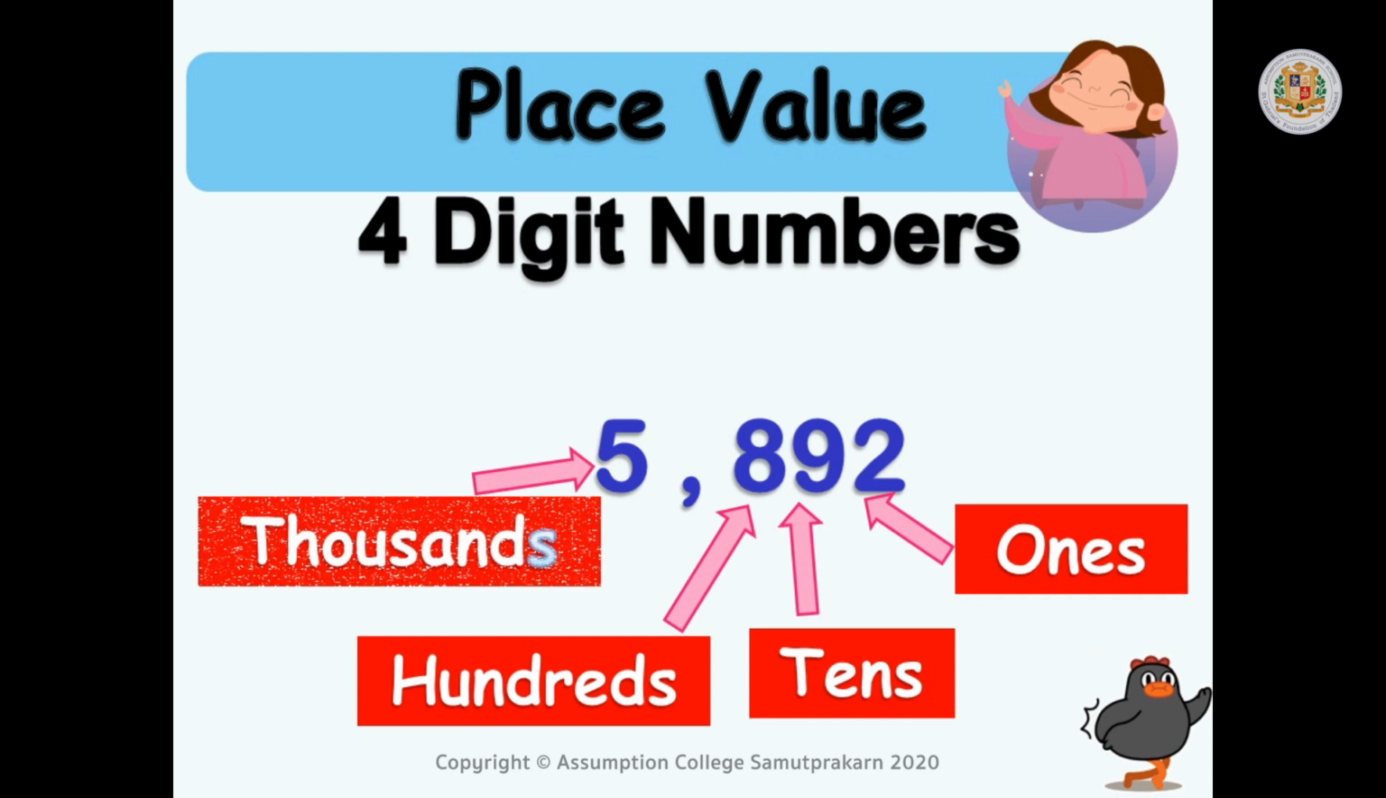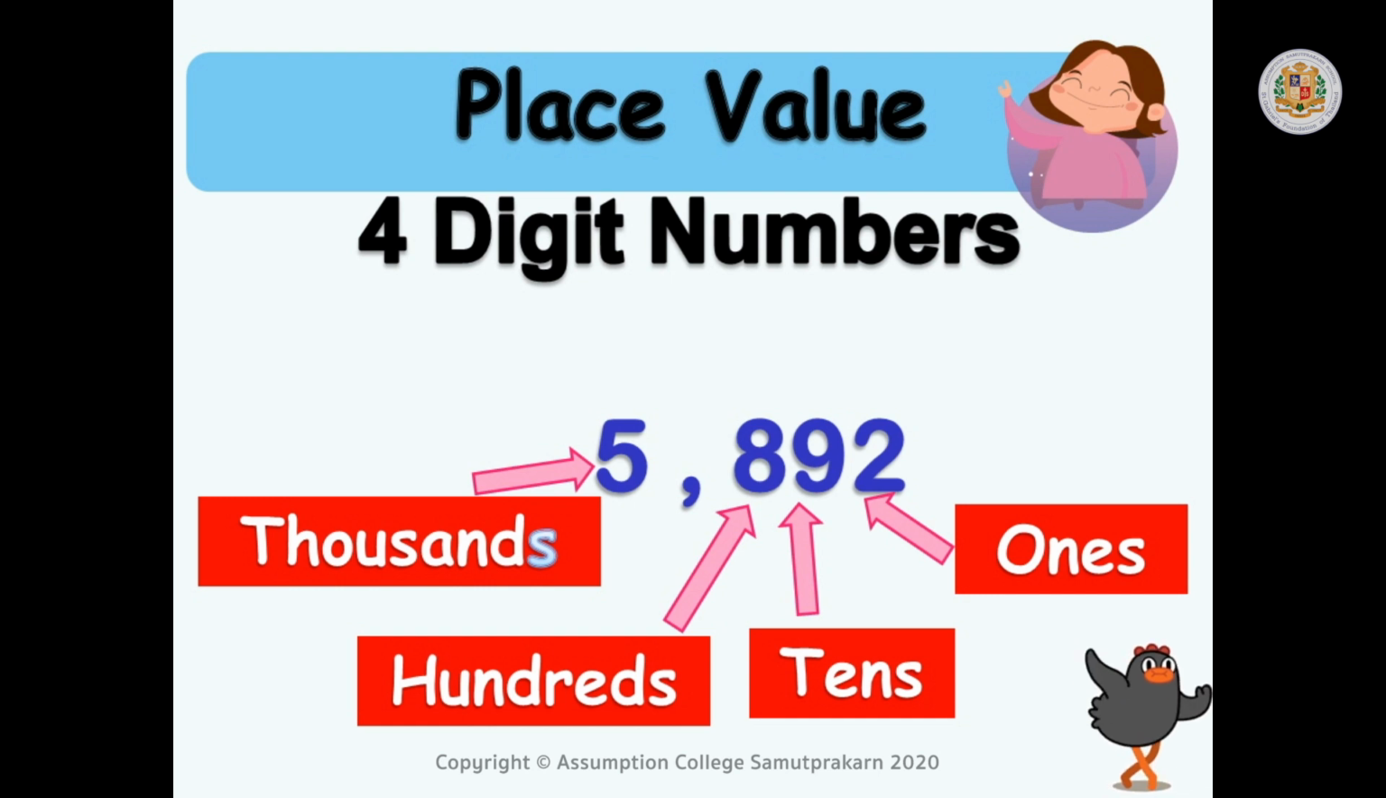Thousands. Repeat after me. Let us read these words together. Ones, tens, hundreds, thousands. The place value of each digit. Repeat after me. 2 ones, 9 tens, 8 hundreds, 5 thousands.